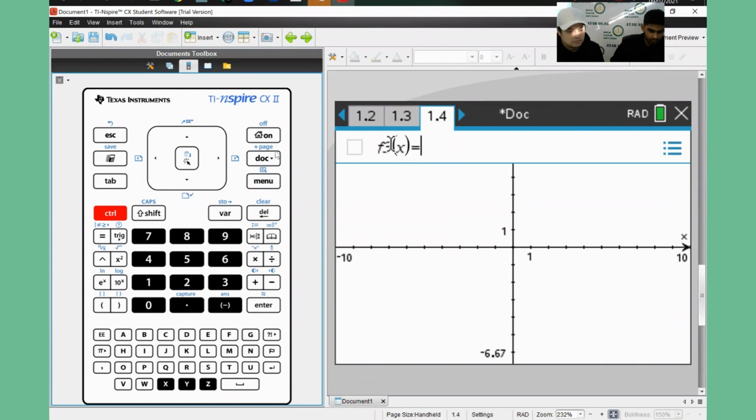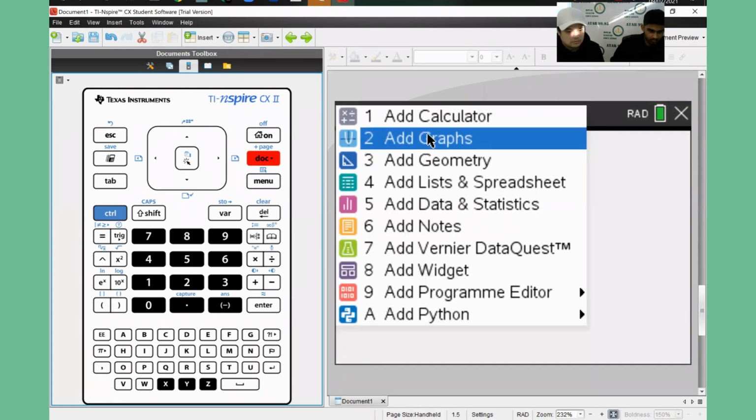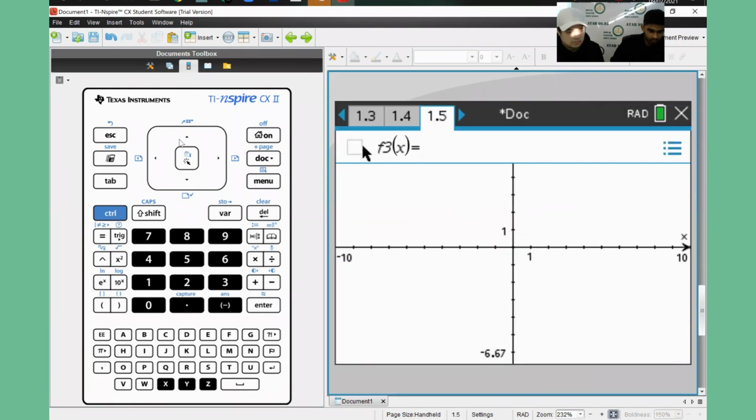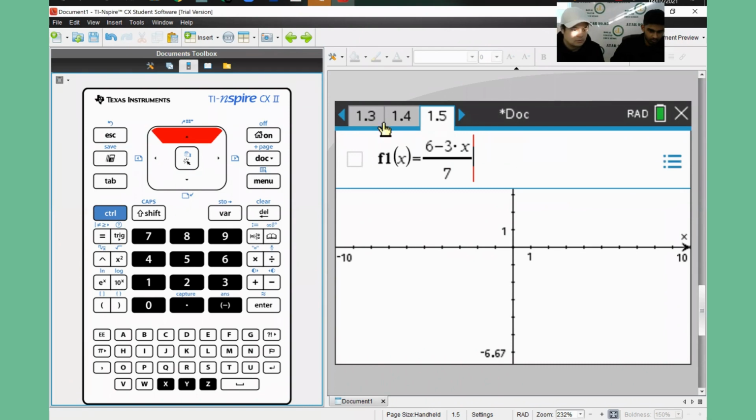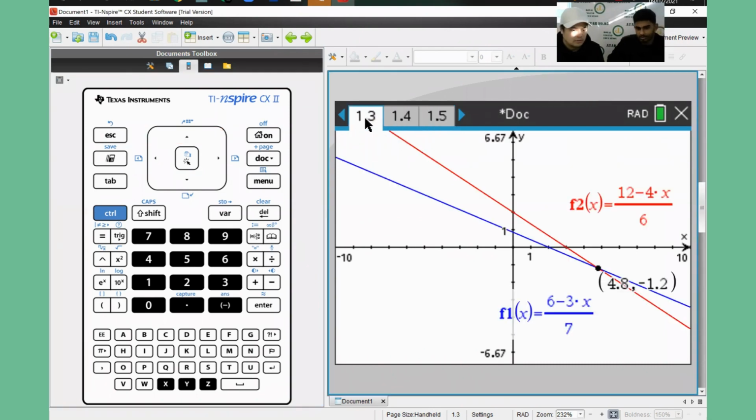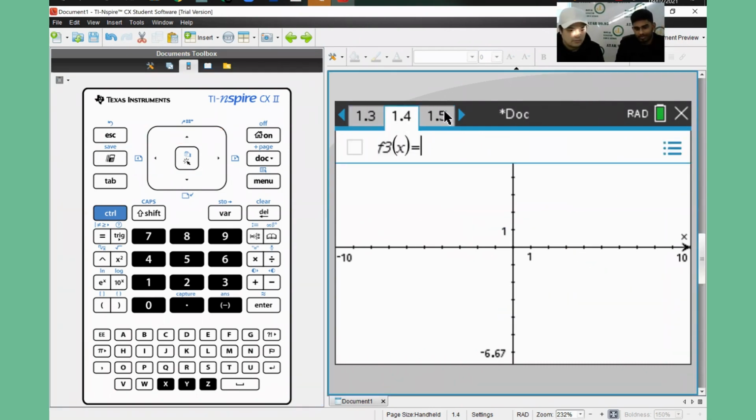Interesting. Join together. Yeah, sort of like that. I don't even know that.